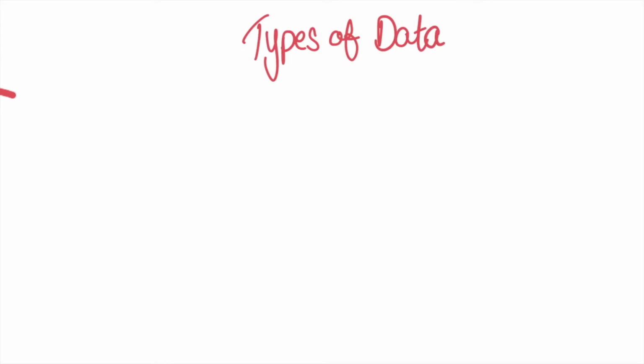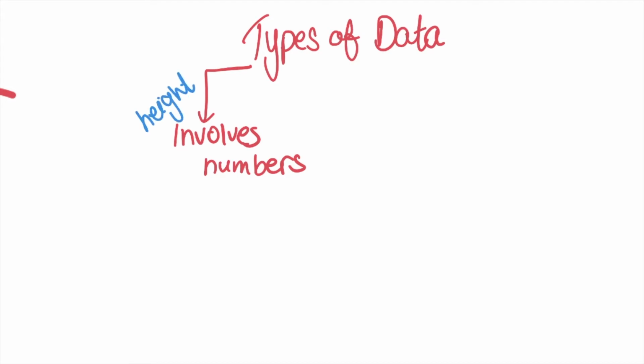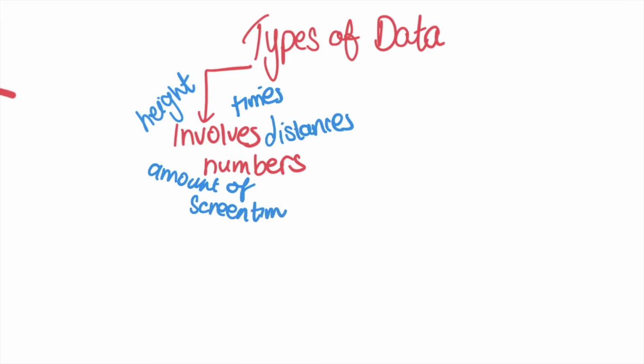There are two types of data that you can collect. The first type of data involves numbers. Can you think of different data or information that might involve numbers? Things like height, distances, times, amount of screen time. These are all pieces of information that involve numbers.